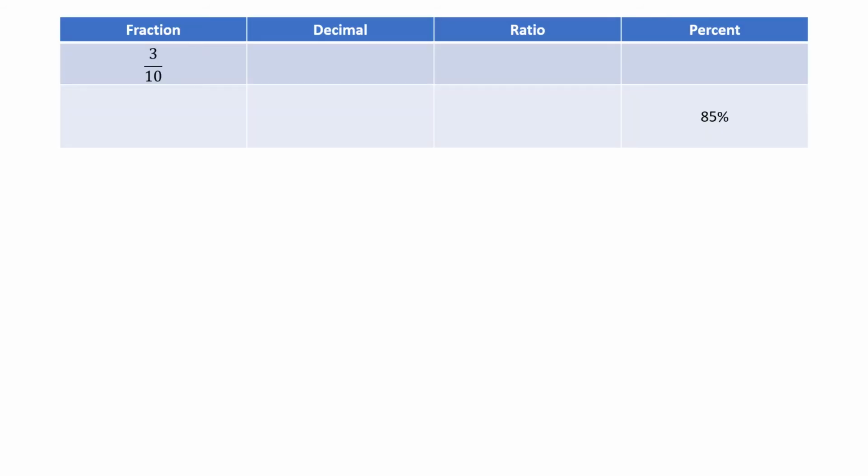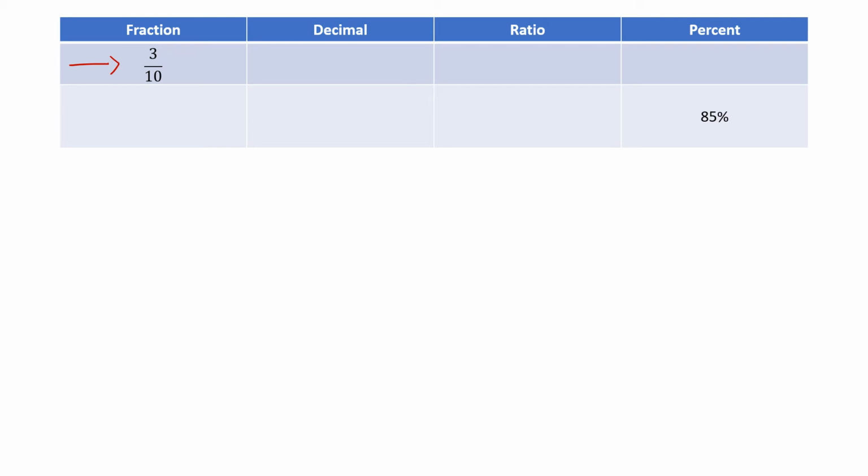Let's look very quickly at something that you are going to see in your homework that you should be very comfortable with, and that's going back and forth between equivalent forms. How do you write a fraction in its equivalent form as a decimal and as a ratio and as a percent? We'll take a look at a couple examples of this, starting with our fraction up here, 3 over 10. How do we write 3/10 as a decimal, as a ratio, and as a percent?